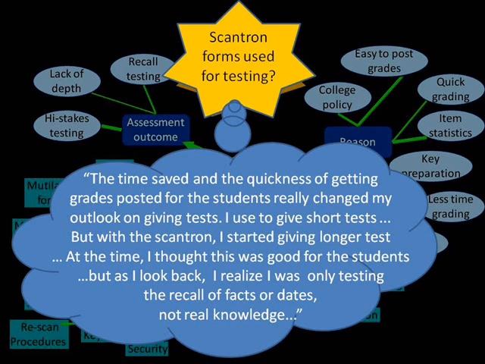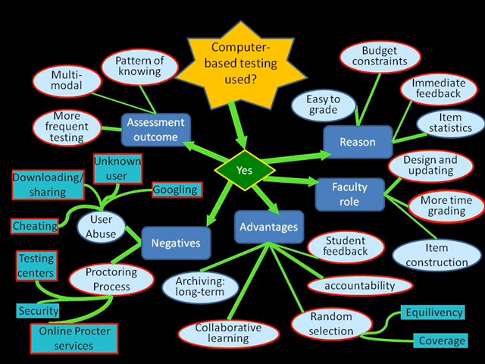All participants currently use computer-based testing in both face-to-face and online courses. All participants mentioned concerns about user abuse and cheating and the use of proctoring. However, there was no clear consensus about if proctoring is essential or the best way to prevent cheating in computer-based testing. A new category of advantages, which included items such as student feedback, collaborative learning, and random item selection, emerged from these data. This category was not evident in the data related to the Scantron form.